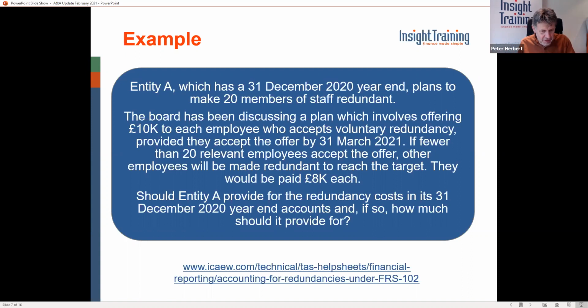Now, the help sheet deals in a very practical way with the actual quantification of the amounts concerned, and makes the point that what you would do here is, if we assume that the obligation does exist, use the post-balance sheet period to firm up on the amount. So look at who actually does, with the benefit of hindsight, sign up by 31st of March, provide in respect of those employees at the £10,000 level, and then any further employees made compulsorily redundant, obviously as the explanation says there, provide for those at the lower £8,000 rate.